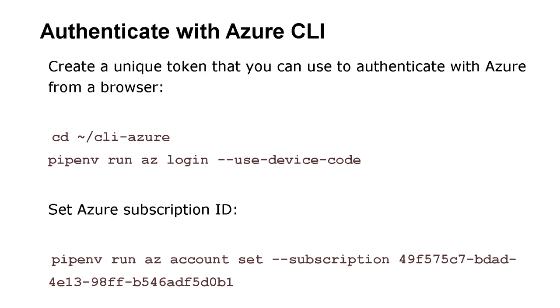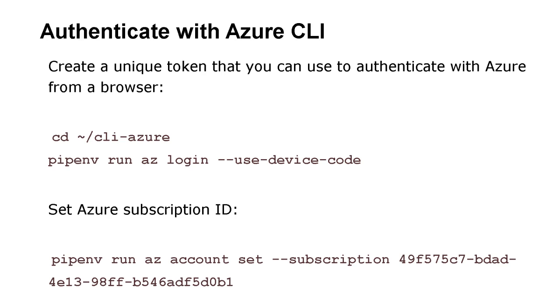You authenticate against Azure by running pipenv run az login --use-device-code. You have to do this from the directory where you installed the Azure CLI. It gives you a unique authentication token that you can then write down and use to authenticate from a separate machine that has a browser. I don't have a browser on my Ansible controller, so I use this code to authenticate on it from any other machine I have hanging around.